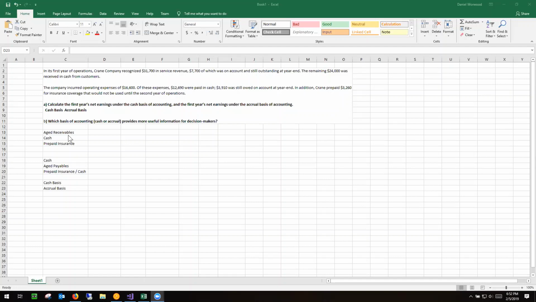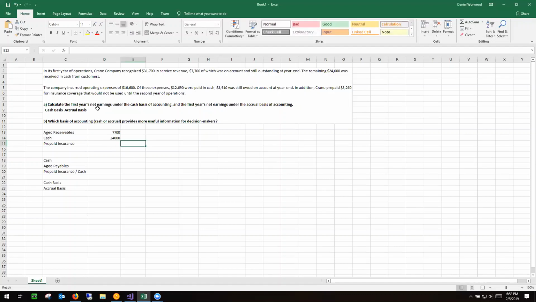So what I went ahead and did was jot down a few different categories based on the different things I saw here. The first thing it says, they had $31,700 in revenue, and then it breaks it up further with $7,700 of which was on account. So since they're receiving that, that's their aged receivables since it's on account. So I'm going to go ahead and put in 7,700 there. And then it says the remaining $24,000 was received in cash from customers. So they have already received $24,000 in cash.